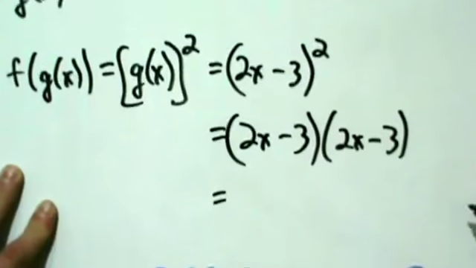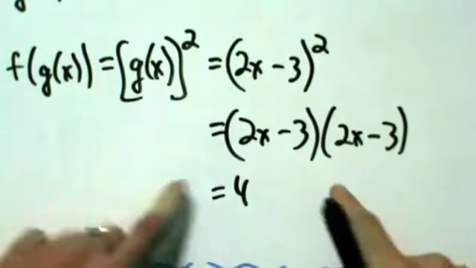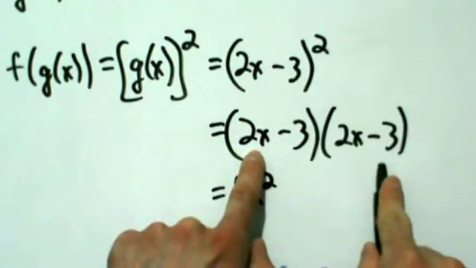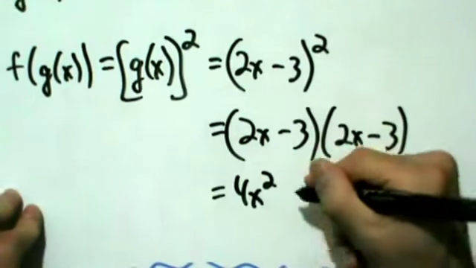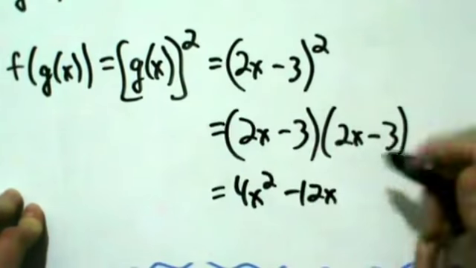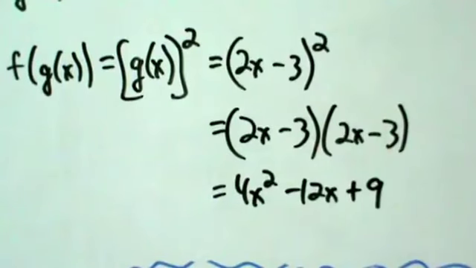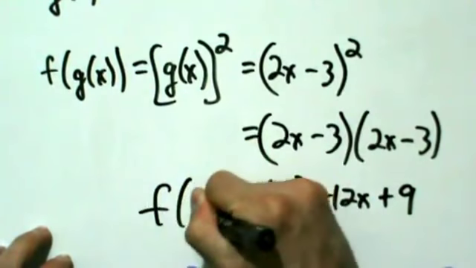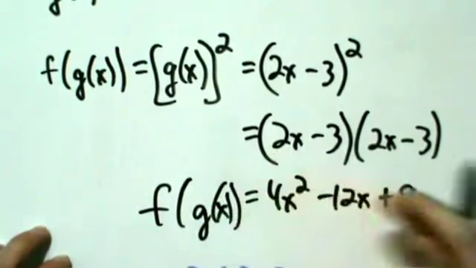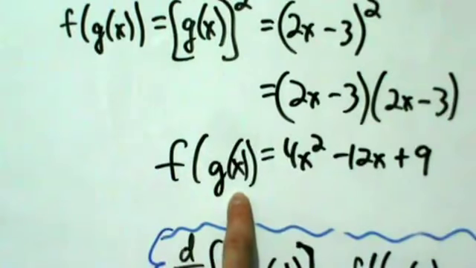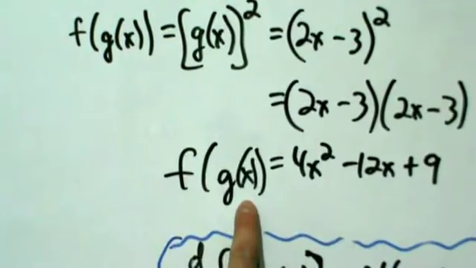So when we FOIL, first gives us 2x times 2x is 4x squared, outer minus 6x, inner minus another 6x, so minus 12x, and then last is minus 3 times minus 3, which is plus 9. Okay, so this is f of g of x. This is what f of g of x equals. So f of g of x is 4x squared minus 12x plus 9. So now we can just find a derivative of that directly.